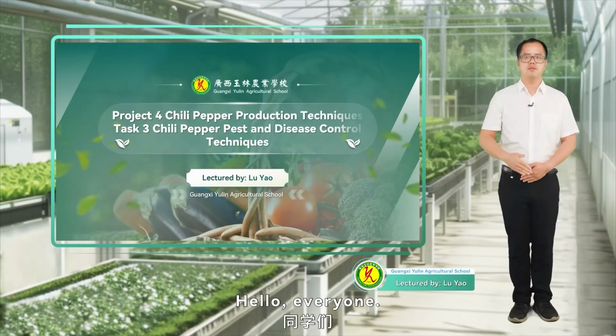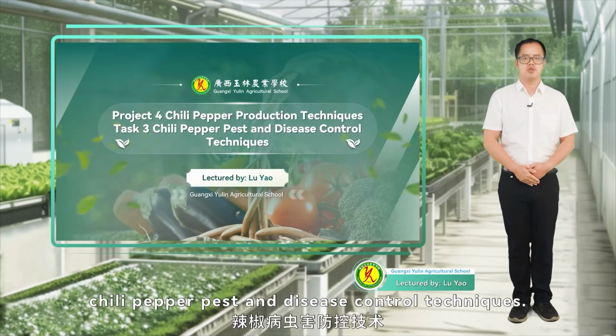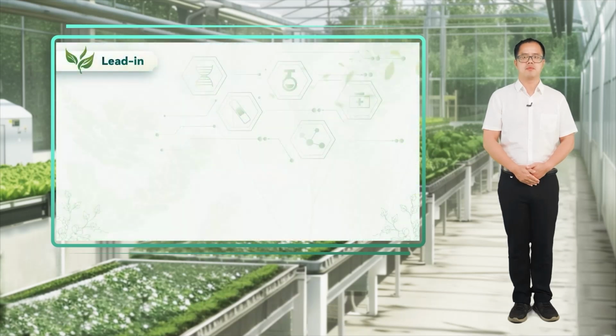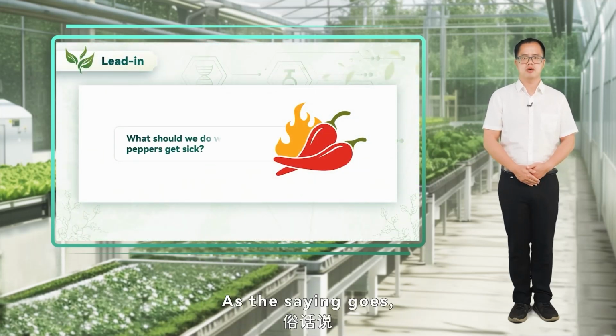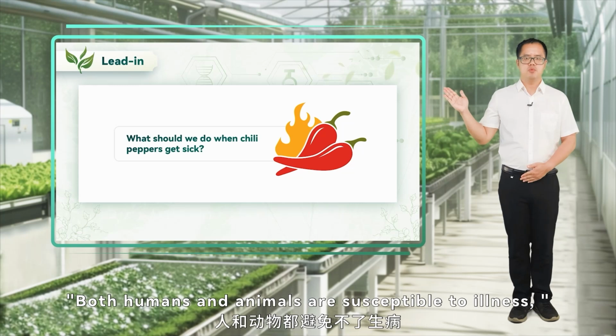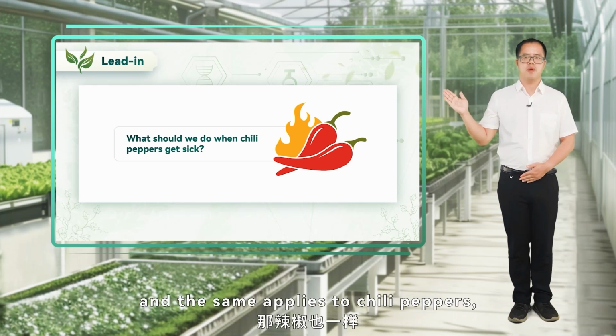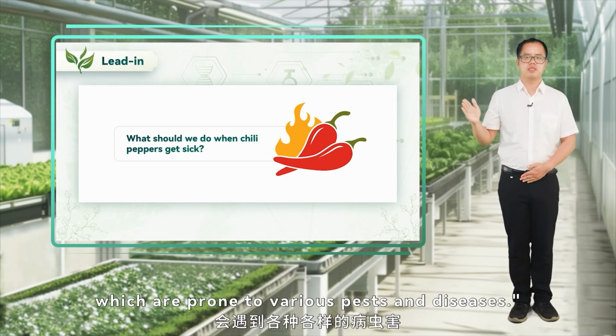Hello, everyone. Now we are going to study chili pepper pest and disease control techniques. As the saying goes, both humans and animals are susceptible to illness, and the same applies to chili peppers, which are prone to various pests and diseases.